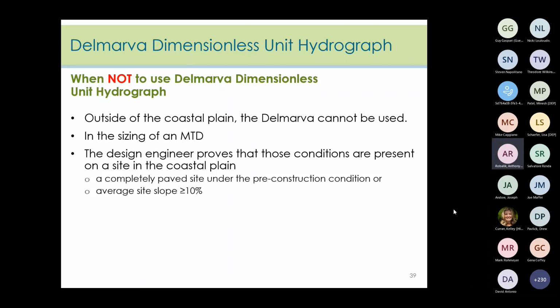And lastly, when a site is within the coastal plain and the design engineer can prove to the satisfaction of the review engineer that the conditions for applicability of the Delmarva unit hydrograph are in no way present anywhere in the watershed. For example, if the site is completely paved, or there are very, very steep slopes, such as slopes maybe greater than 10%.